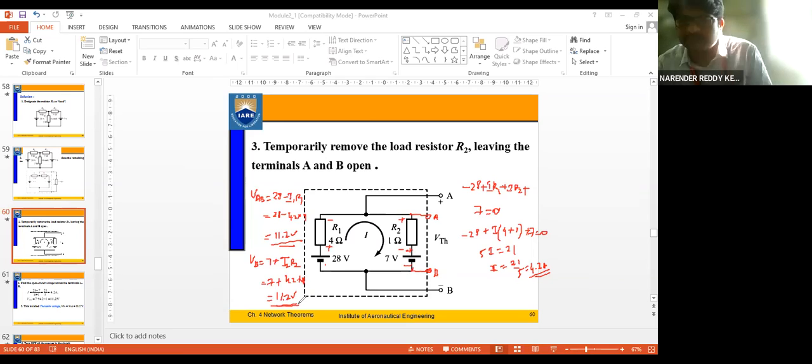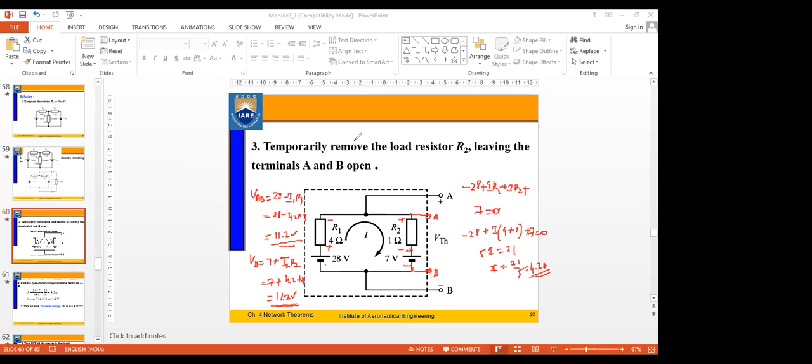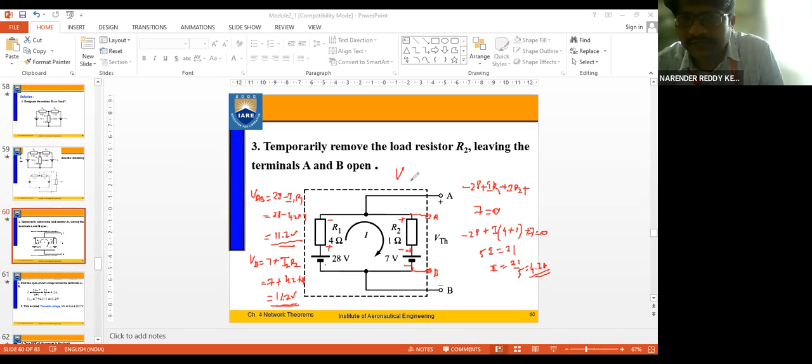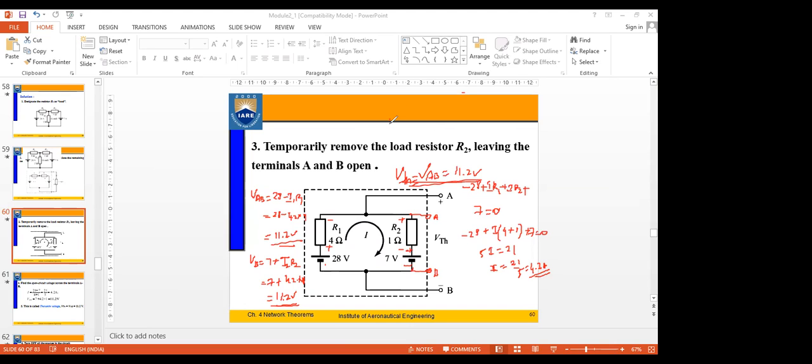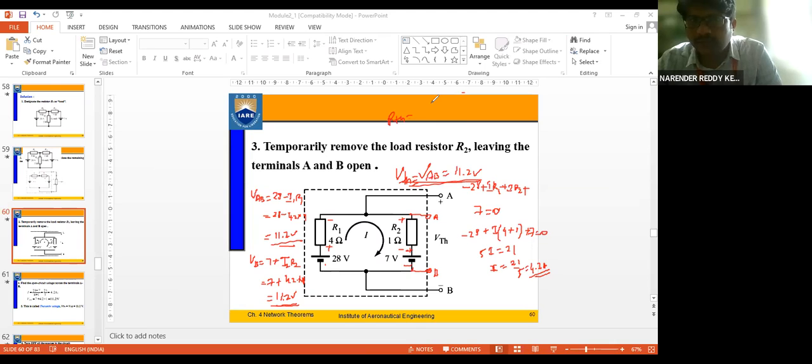So in both conditions, the value of VTH is the same, right? Or it should be the same, right? Yes, sir. So now we got the value of VTH: VTH is equal to VAB is equal to 11.2 volts. Is that okay? Now tell me the value of RTH by directly looking at it. What is RTH? 5 ohms.